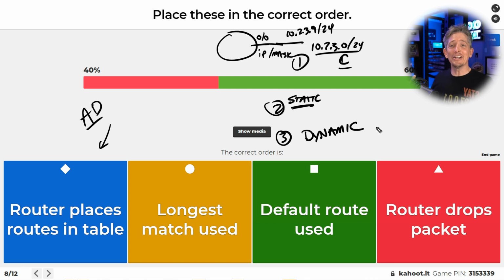Dynamic. I just graduated from spell and talk at the same time school. But dynamically. So we could learn dynamically through a dynamic routing protocol. There's other ways to learn dynamically as well. But like OSPF would be a great example of a dynamic routing protocol.